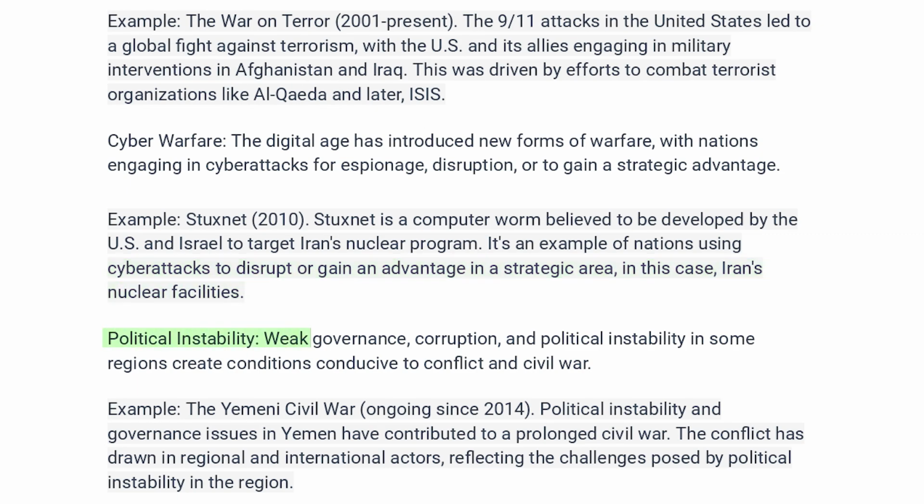Political instability. Weak governance, corruption, and political instability in some regions create conditions conducive to conflict and civil war. Example: the Yemeni civil war, ongoing since 2014. Political instability and governance issues in Yemen have contributed to a prolonged civil war. The conflict has drawn in regional and international actors, reflecting the challenges posed by political instability in the region.